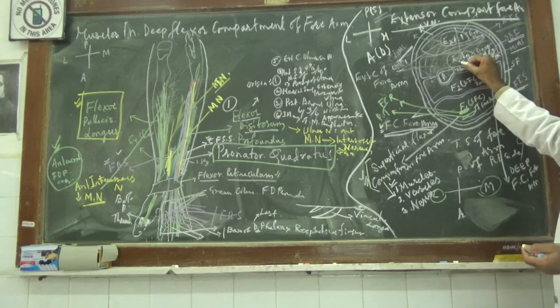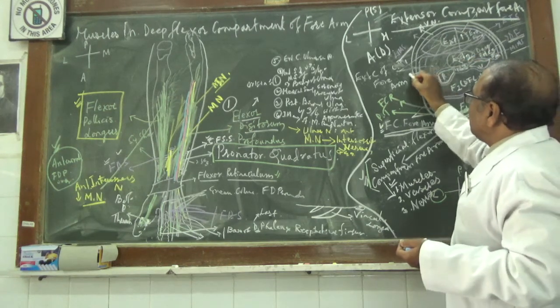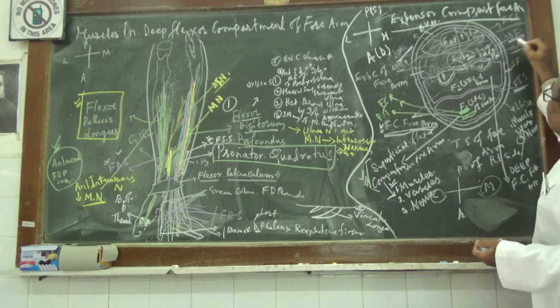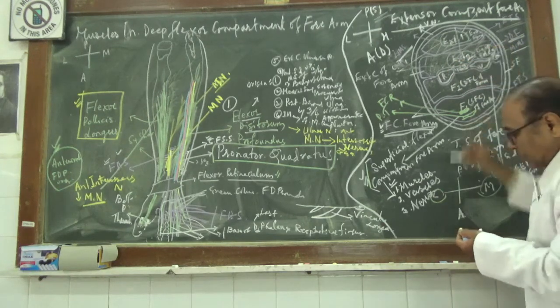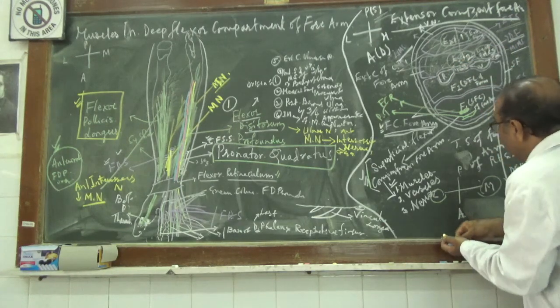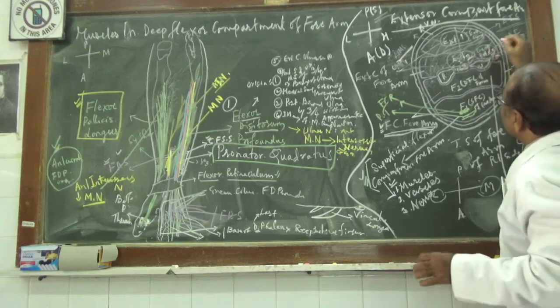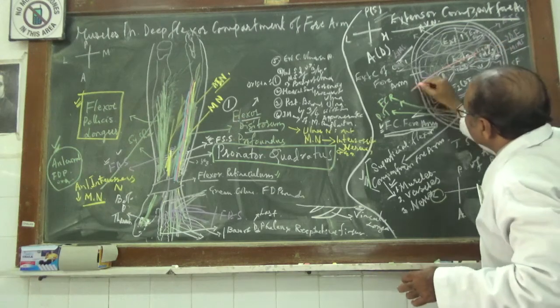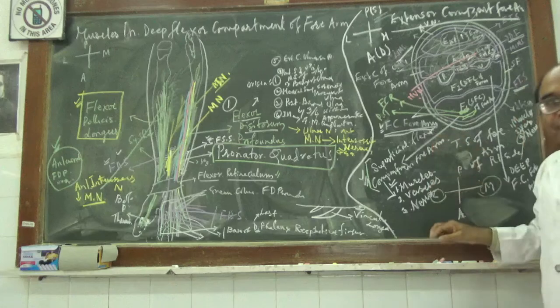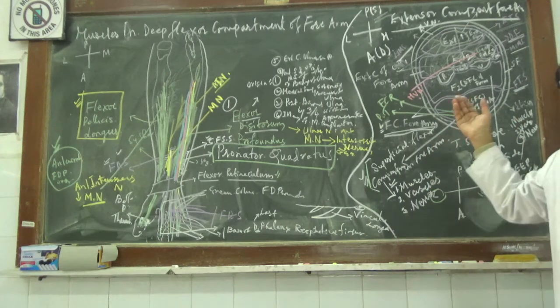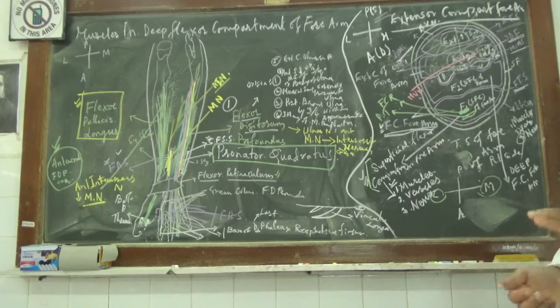So that compartment is called the deep extensor compartment of the forearm. Now in this deep extensor compartment of the forearm, you have got muscles, vessels, nerves, like the other compartment also has.